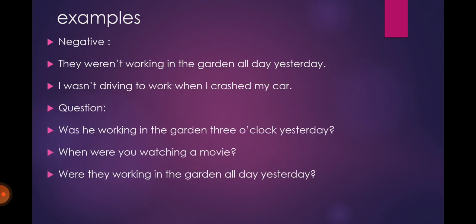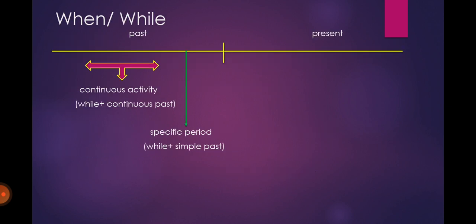With negative sentences, we have: they weren't working in the garden all day yesterday. I wasn't driving to work when I crashed my car. And we have the two types of questions. Yes/no questions, like: was he working in the garden at 3 o'clock yesterday? Or, when were you watching a movie? This is an information question, and we use the information word when. Were they working in the garden all day yesterday? So I have the two types of questions here, yes/no questions and information questions.